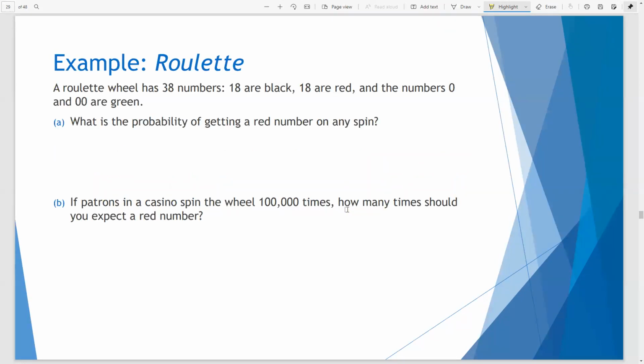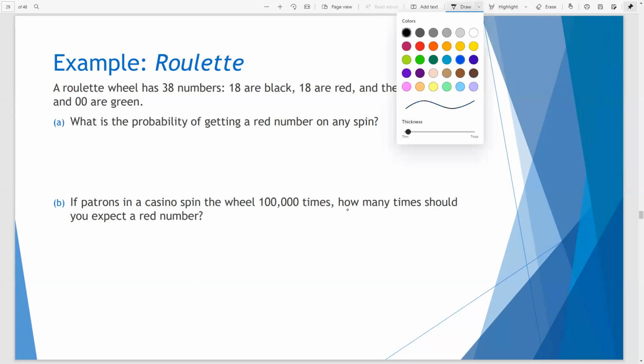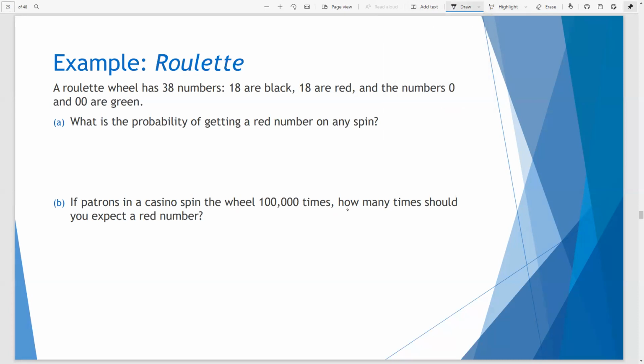So let's see an example. The roulette wheel has 38 numbers: 18 are black, 18 are red, and the numbers 0 and 00 are green. So that's 38 numbers in total. What is the probability of getting a red number on any spin? You spin just once. So the likelihood of getting red on one spin is 18 red out of those 38.